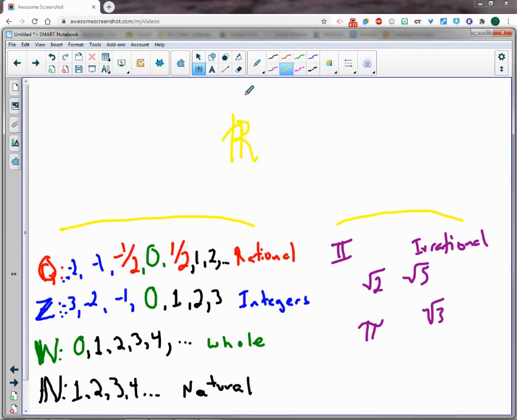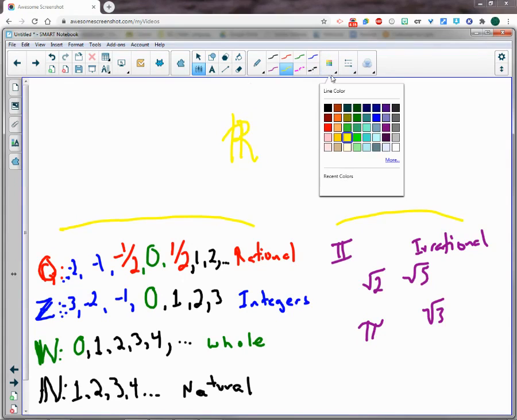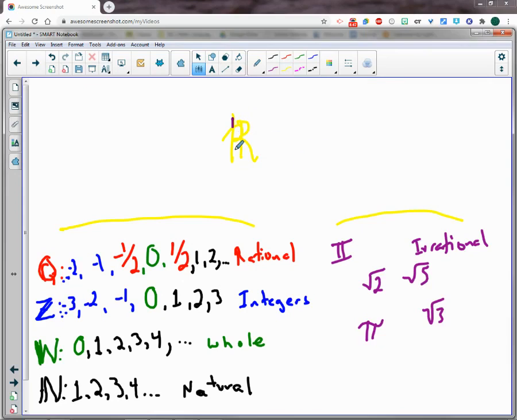I don't know if that's the best color. Let me pick a different color for that. Yeah, let's go with this. Okay, there we go. Weird purple. That's going to be your real number system. So the R includes all of your rational and all of your irrational, and that is the real number system.